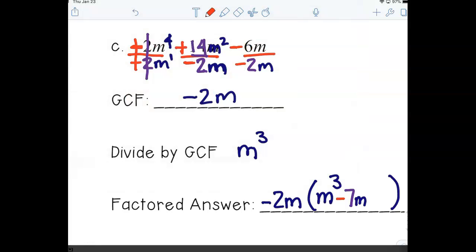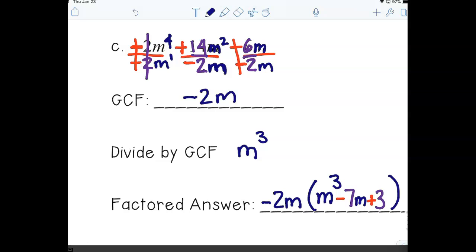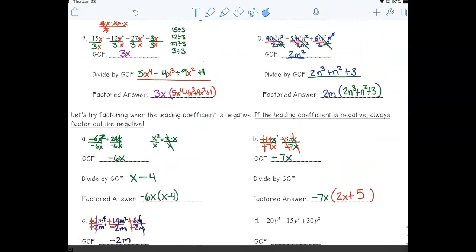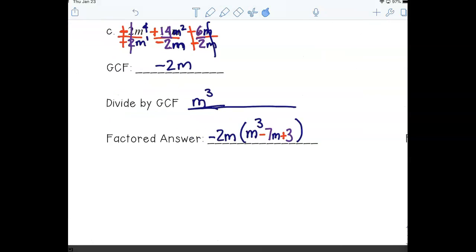Last one. A negative divided by a negative cancels and makes a positive. 6 divided by 2 makes 3. M divided by m cancels, goes away. So I didn't finish writing right here because they don't really have that line anymore, see? So if you still need that line, you can use it, but if you don't need that line, you don't need it.